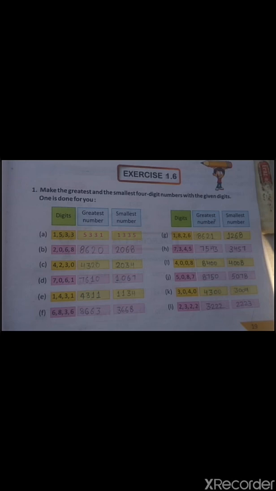In K there is 3040. The greatest number is 4300 and the smallest number is 3004. And the last one is 2322. The greatest number is 3222 and the smallest number is 2223.